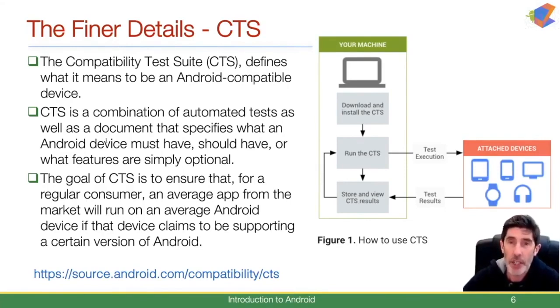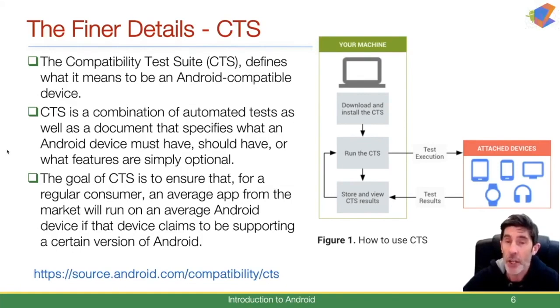You can download that compatibility test suite, and basically it's a combination of automated tests, as well as a document that specifies what an Android device must have, should have, or what features are simply optional, right? The goal of CTS is to ensure that for a regular consumer, an average app from the market will run on an average Android device if that device claims to be supporting a certain version of Android.